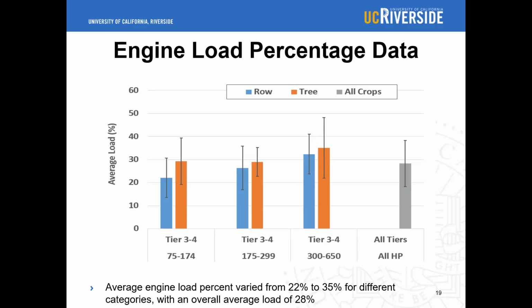Again, this load percentage is relative to the maximum load that the particular tractor can produce, based on its maximum horsepower rating. So each one of these was calculated individually for each tractor, and then we averaged together the loads to come up with the averages and the error bars here.